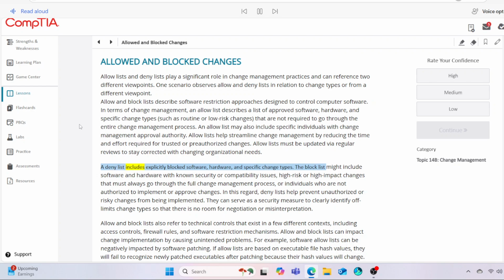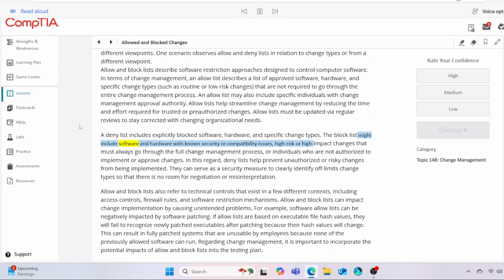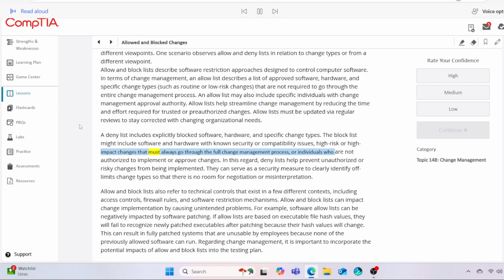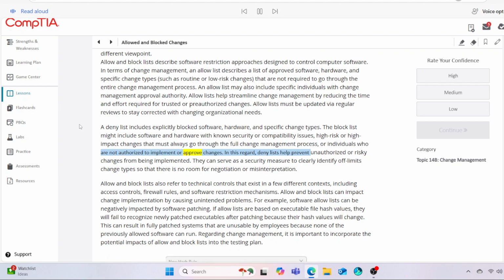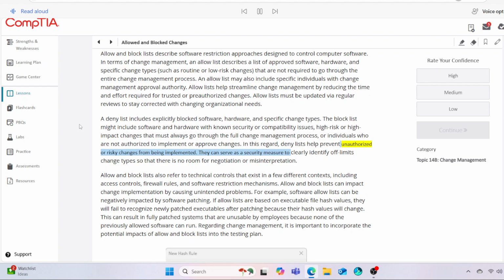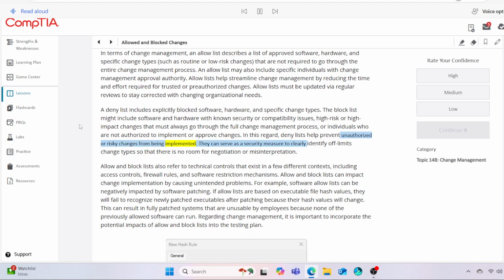A deny list includes explicitly blocked software, hardware, and specific change types. The block list might include software and hardware with known security or compatibility issues, high-risk or high-impact changes that must always go through the full change management process, or individuals who are not authorized to implement or approve changes. In this regard, deny lists help prevent unauthorized or risky changes from being implemented.